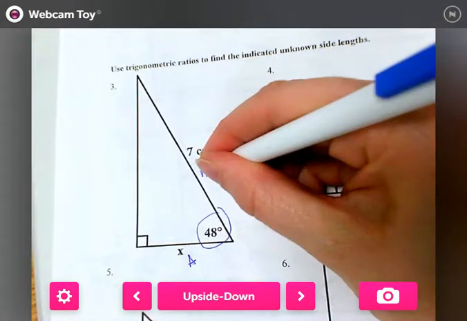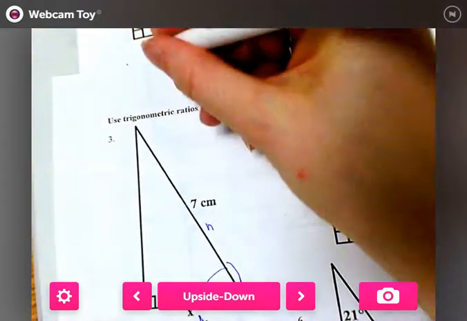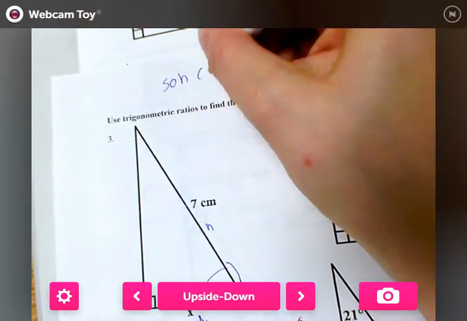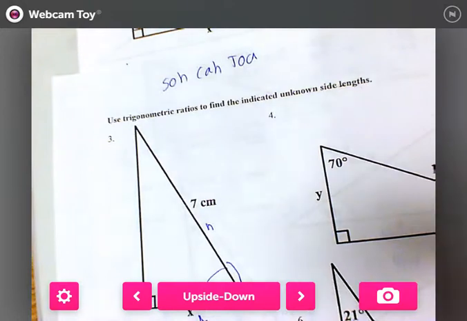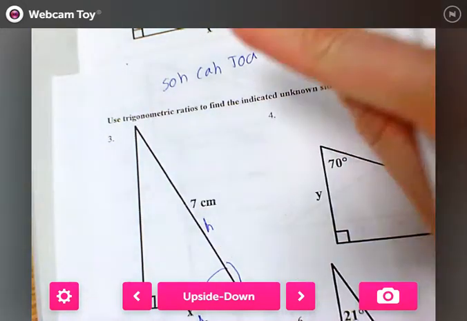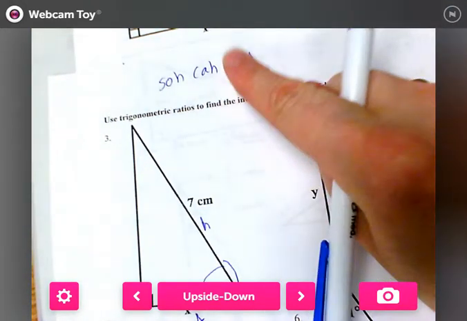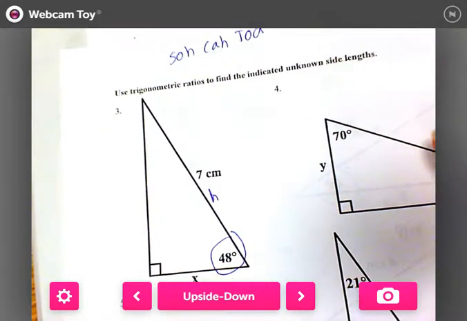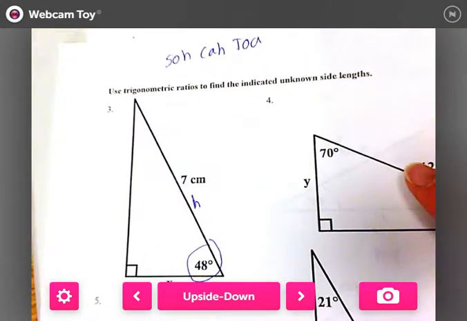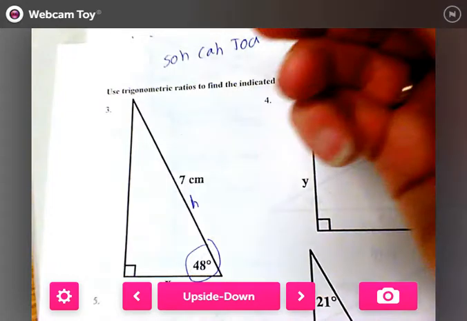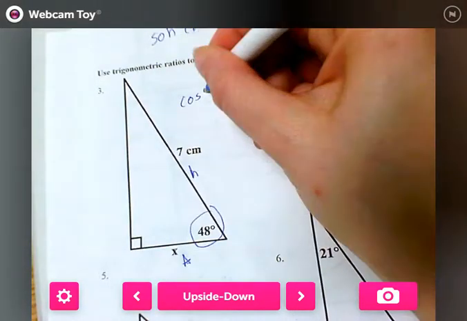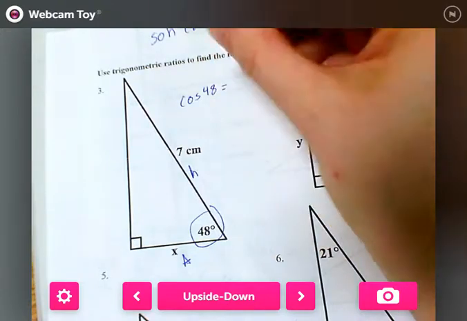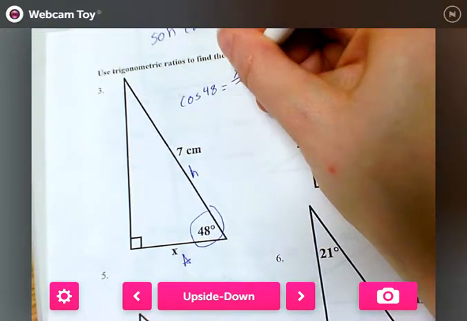What is 7? Hypotenuse. Okay, so remember I've got my SOHCAHTOA. Which one deals with A and H? Sine, cosine, or tangent? A and H. Cosine. So we say the cosine of 48 equals the adjacent over the hypotenuse.